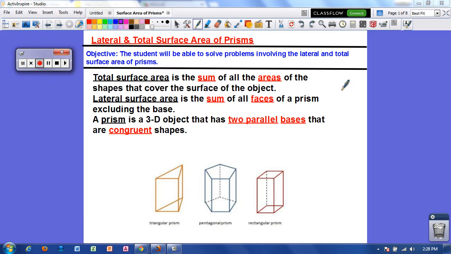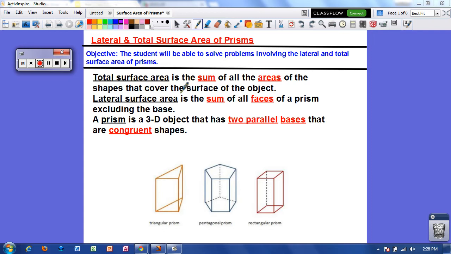Hey guys, okay, today we are going to talk about how to find lateral and total surface area of prisms. Make sure you write down everything you see on the screen and everything that I write down. Your objective for today: you will be able to solve problems involving the lateral and total surface area of prisms.